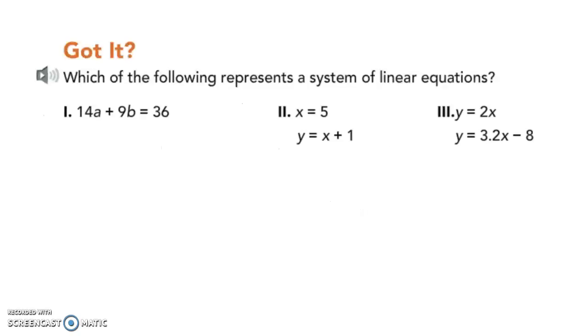All right, so take a look and pick which of the following represents a system of linear equations. You should be seeing 2 options that are systems of linear equations. It's not the first one. This is just one equation. It would be the second one and the third one. These are systems of linear equations. We would have x equals 5 and then y equals x plus 1. Those would have a point of intersection, as would these if we graphed them.